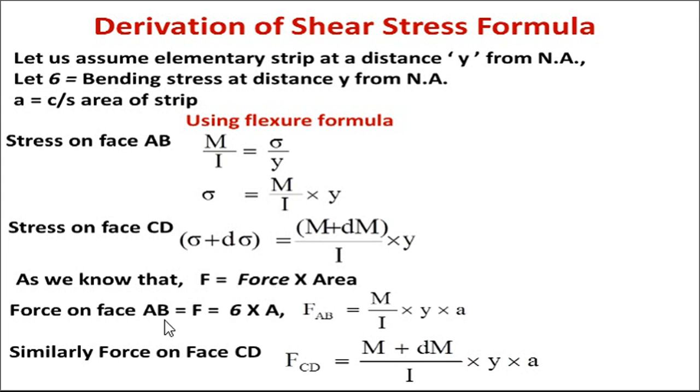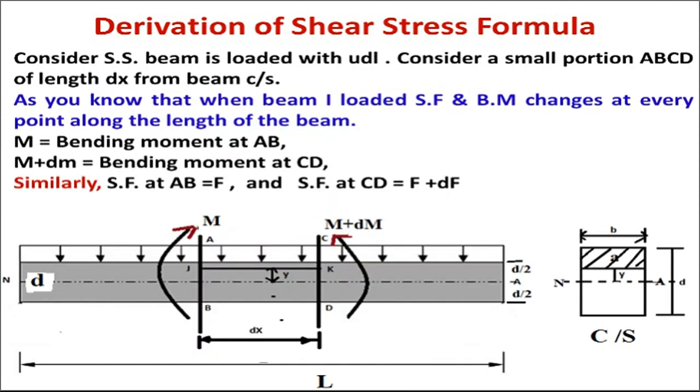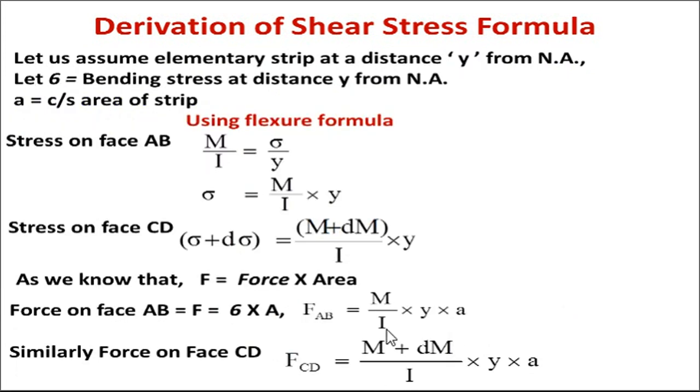So force on face AB is stress into area. Here F_AB will be equal to stress into area. Instead of stress, I will put this term M upon I into y. So this is stress into A as it is. Here small a is taken for the area above the elementary strip. That's why I have taken small a.